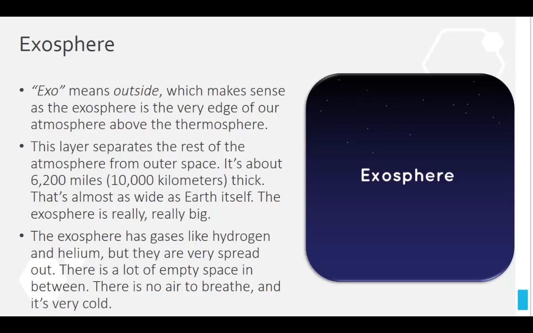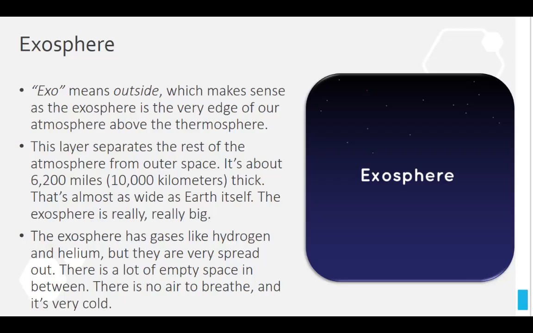It's about 6,200 miles, or 10,000 kilometers thick, and that's almost as wide as the Earth itself. The exosphere is really, really big. The exosphere has gases like hydrogen and helium, but they are so spread out. There's so much empty space between them. There is no air to breathe, and it's incredibly cold because you are pretty much at outer space temperatures. Outer space is about 3 degrees Kelvin, or negative 207 degrees Celsius. So super, super cold.